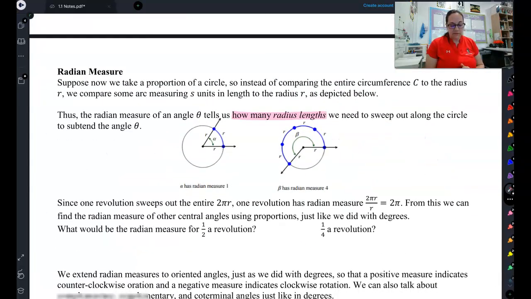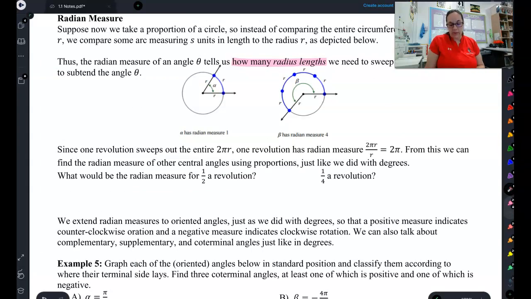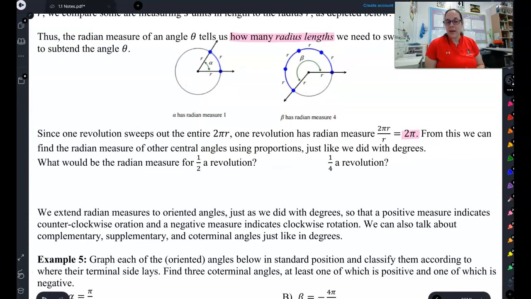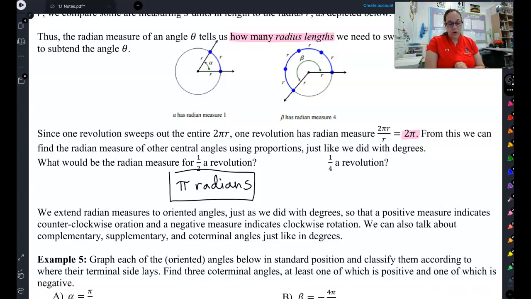Now, if all of that was really confusing, the basic thing you need to remember is that there are 2 pi radians in a full circle. So now we can think of this the same way as we did degrees. If a full circle is 2 pi radians, then half of a circle, half of a revolution, will be pi radians. Full circle is 2 pi, so half a circle is pi, which means a fourth of a circle would be pi halves radians.